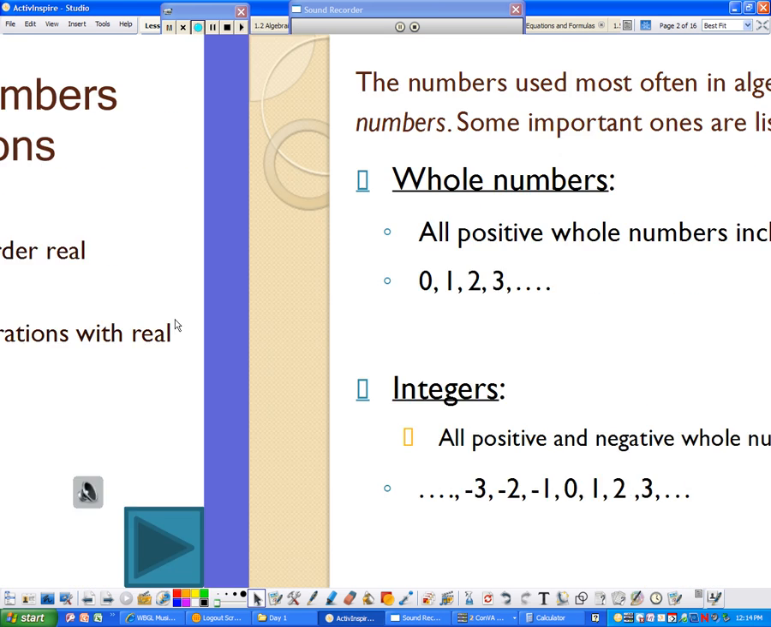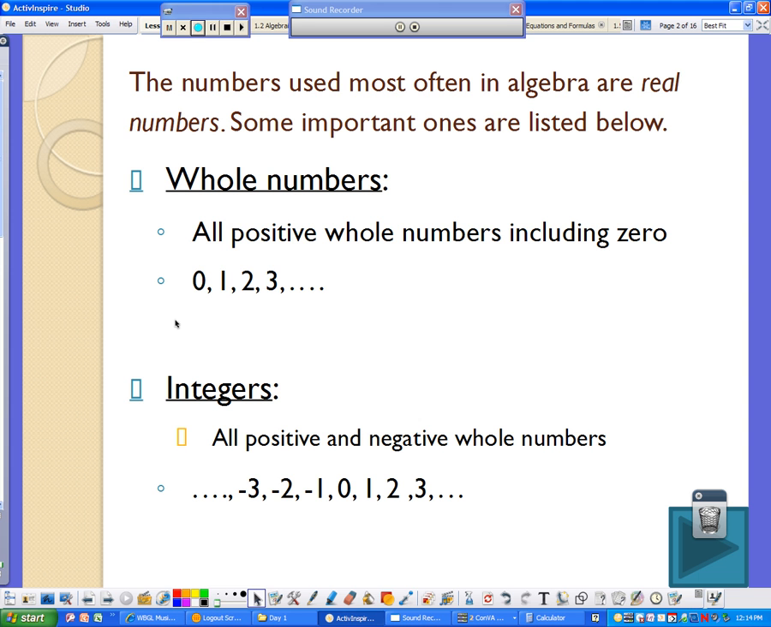numbers. So the first numbers are whole numbers. All whole numbers are any of the positive whole numbers starting at 0: 0, 1, 2, and 3. Integers are all of the positive and negative whole numbers, so negative 3, negative 2, negative 1, 0, 1, 2, and 3.